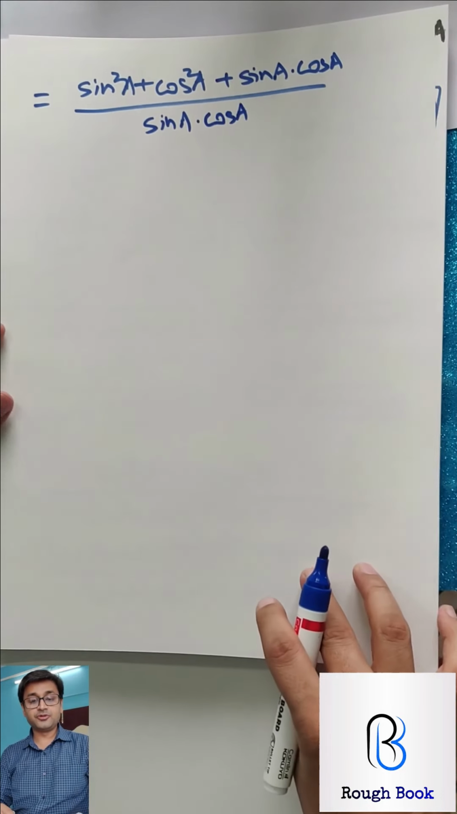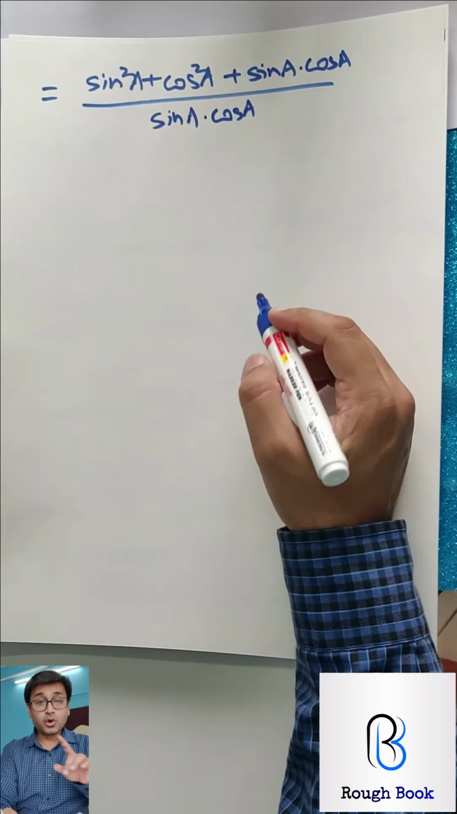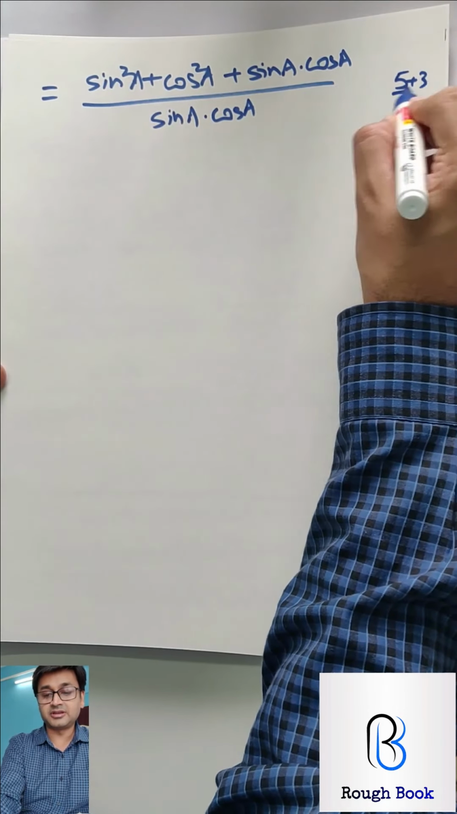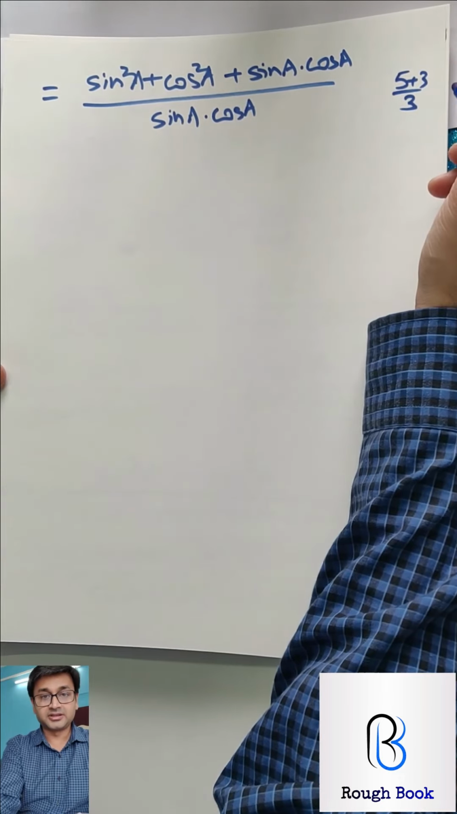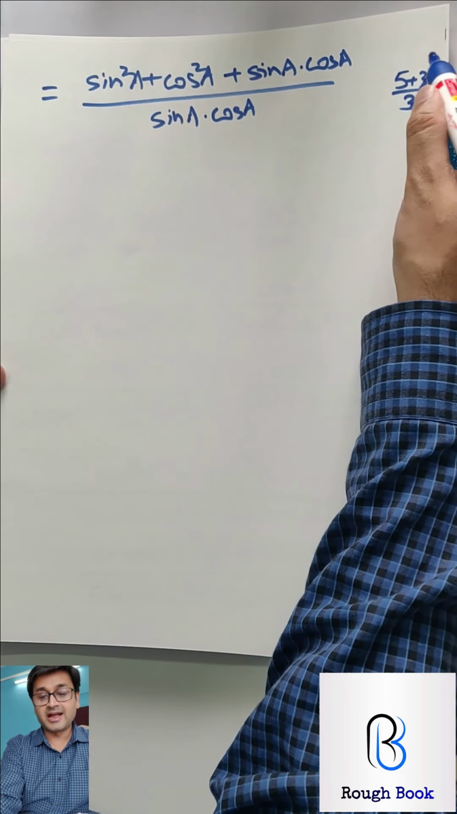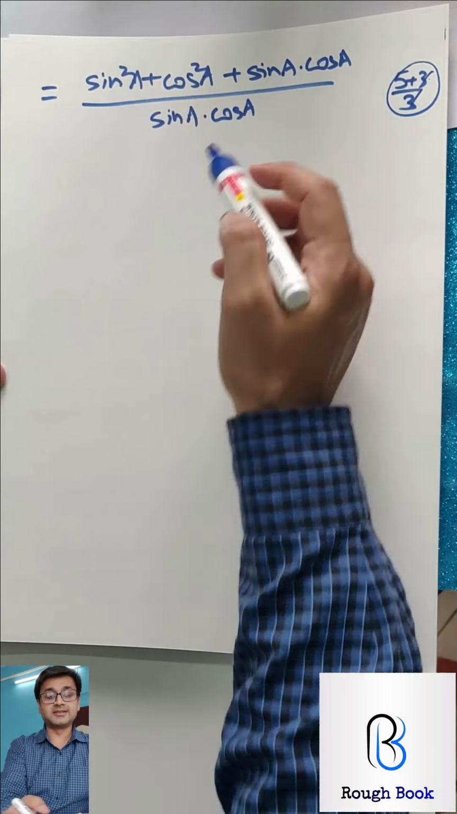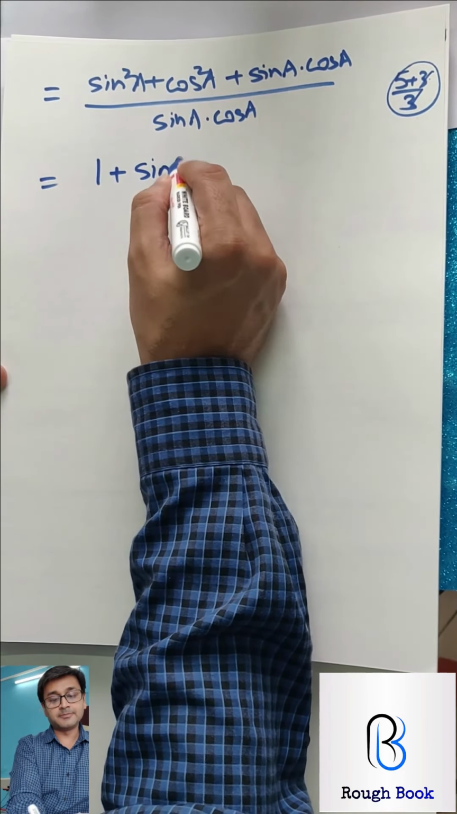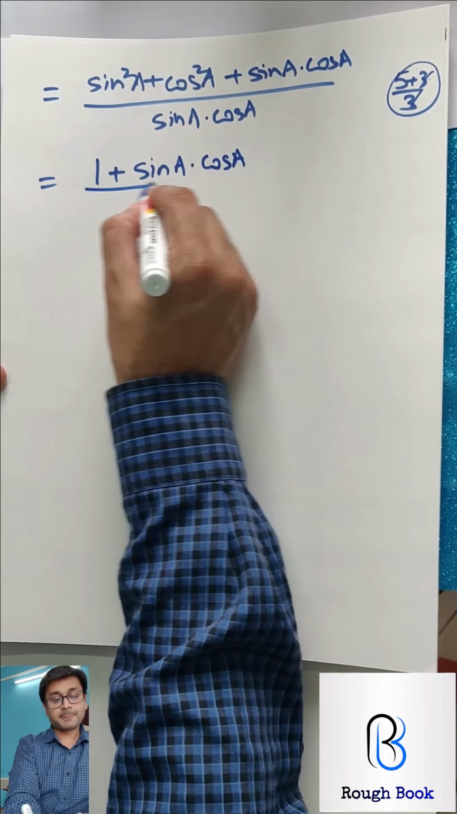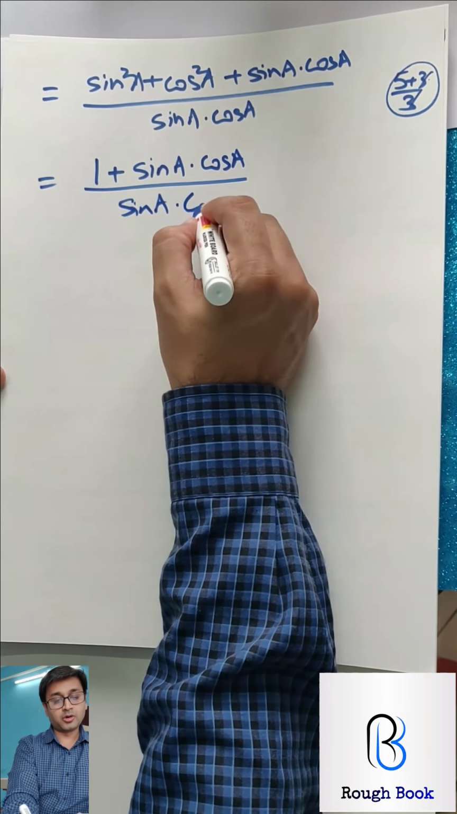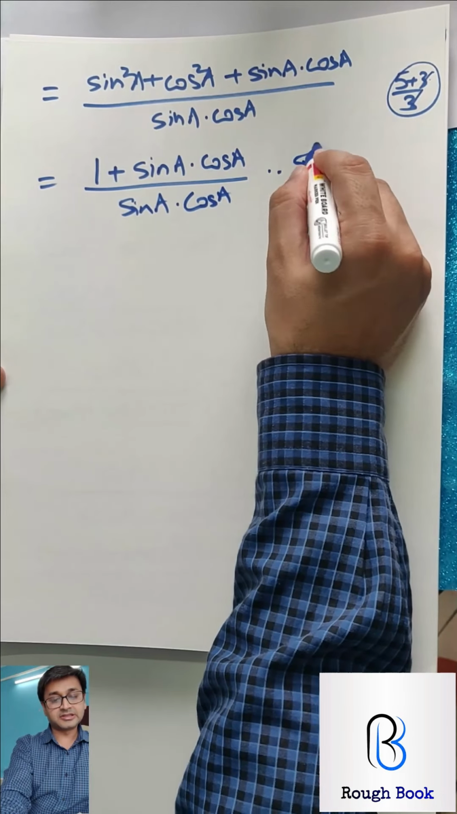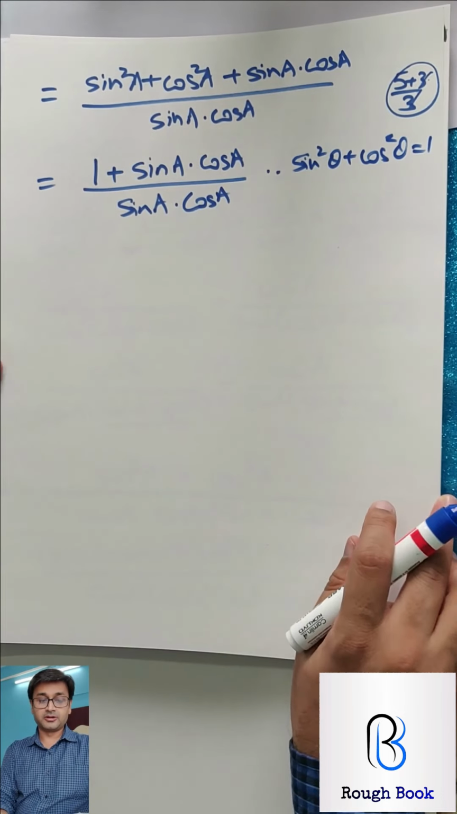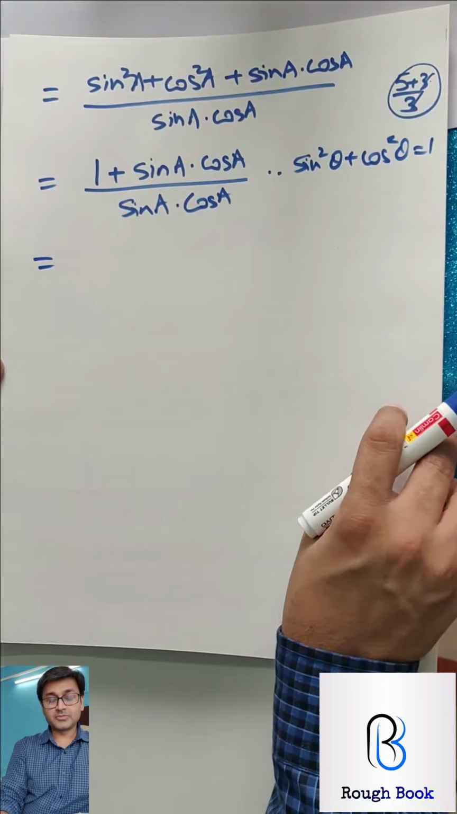I have seen in the exam few children directly cancel this. Not possible. Since there is a plus, you can't cancel. See, basic maths. If you have 5 plus 3 upon 3, you can't cancel this 3, can you? You will say 8 upon 3. If you are cancelling this, this is wrong maths. You can't cancel this, okay? So sin square plus cos square is 1 plus sin A into cos A upon sin A into cos A, and write your reason. Sin square theta plus cos square theta equals to 1. Don't forget, okay? Finally split the reverse LCM.